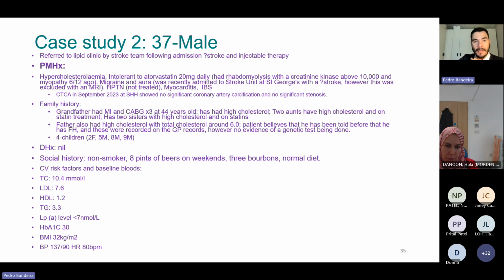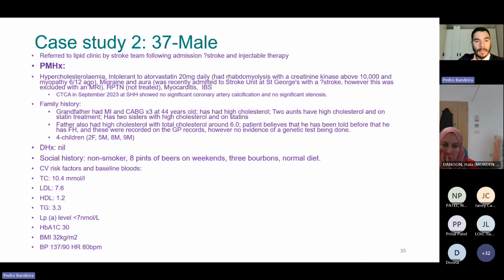Lots of family members have high cholesterol. Two aunts have high cholesterol, and they're on statin therapy. Two of his sisters also have high cholesterol and are on statins. Apparently, his father said to him that he had high cholesterol, perhaps query FH, but this was never investigated through lipid clinic to confirm via genetic test.